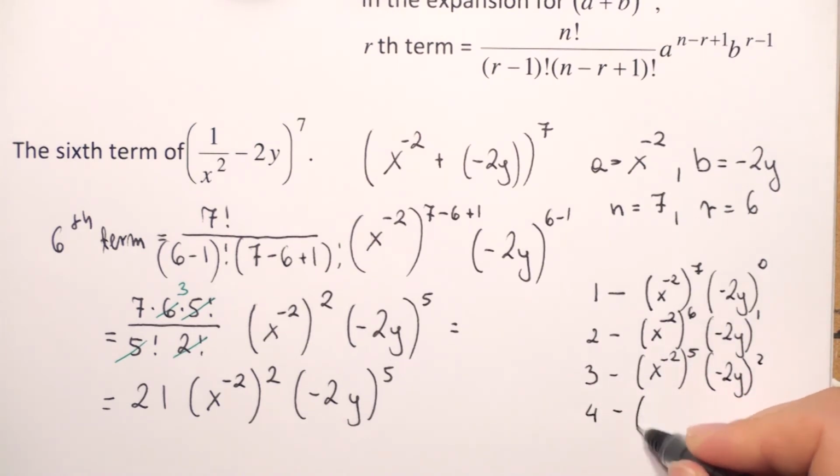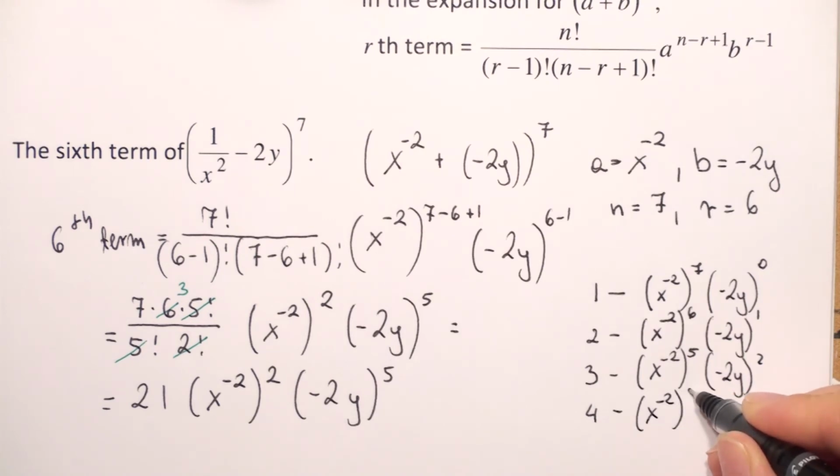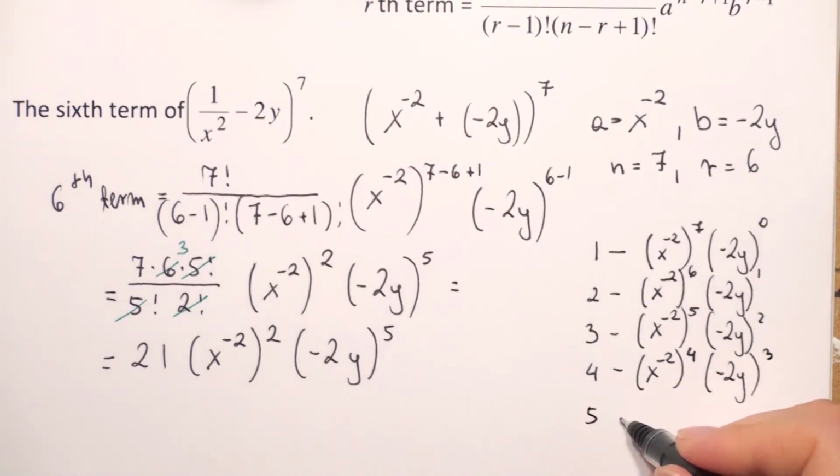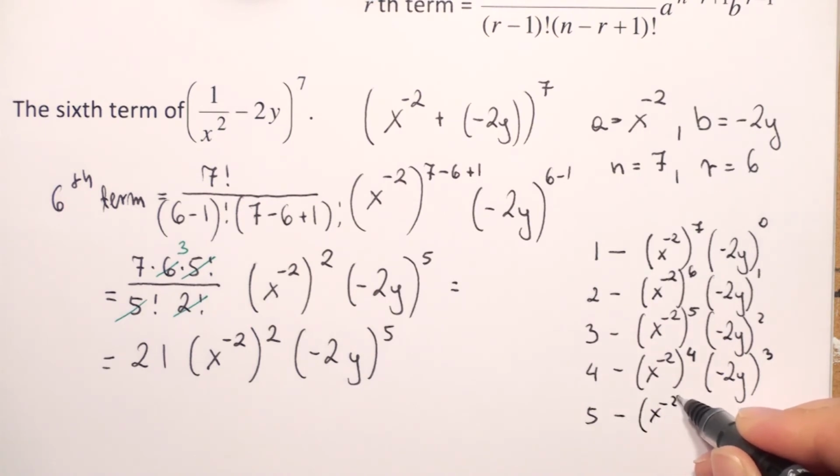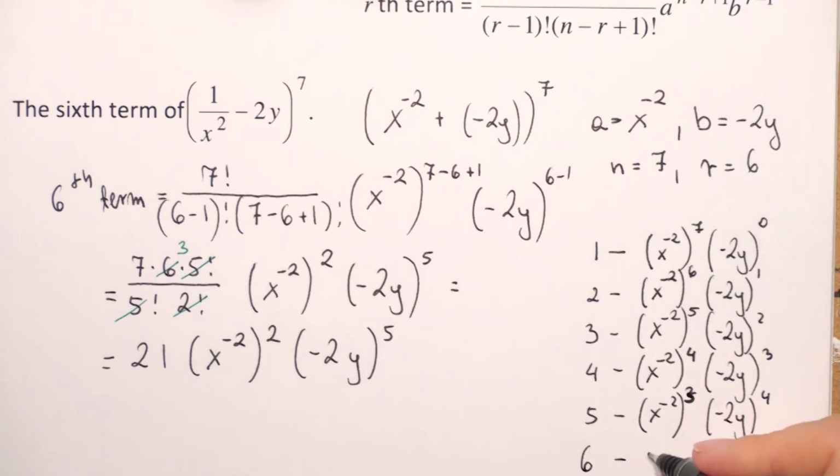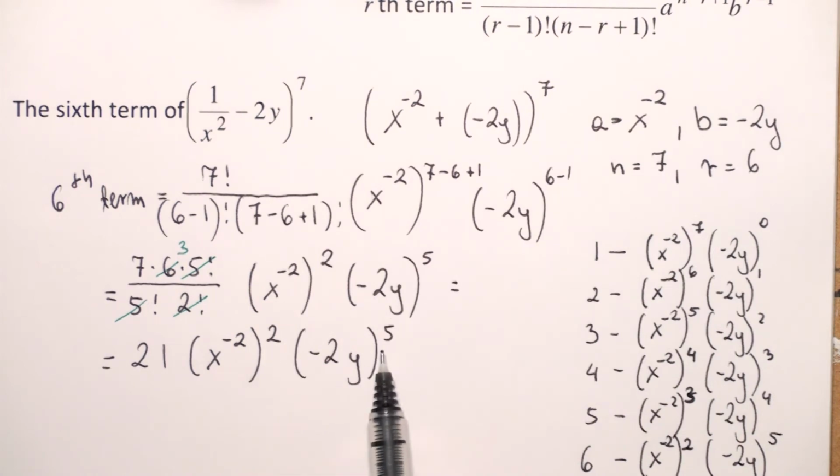Fourth term, so x to the negative 2 will be to the 4th power, and negative 2y will be to the 3rd power. Fifth term will be x to the negative 2 to the 3rd power, we go down 1 less, and negative 2y will be 1 more, so to the 4th power. And the sixth term, we will have x to the negative 2 to the 2nd power, and negative 2y to the 5th power. So everything is the same, we have the same exponents.